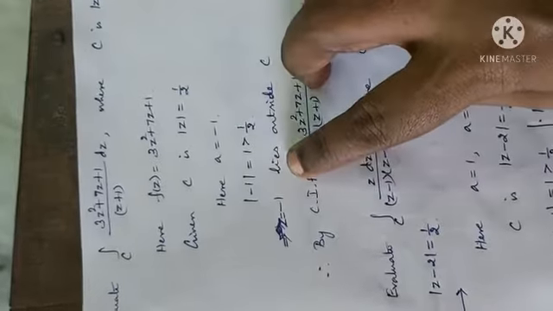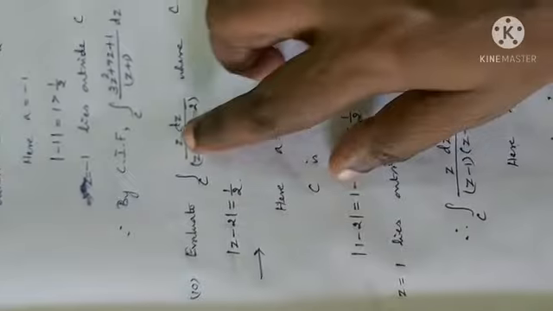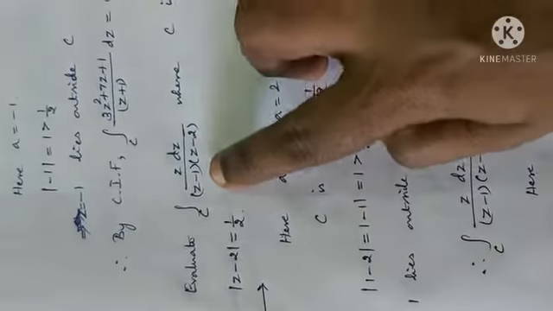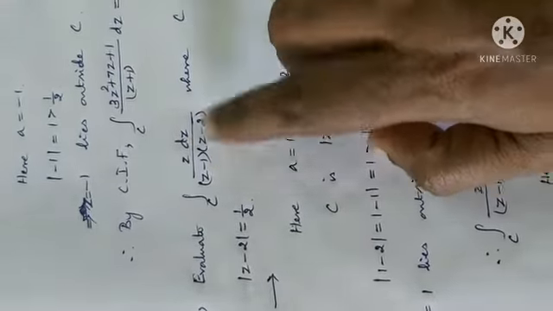Hence, z equal to minus 1 lies outside the curve. Value of integral is 0. If you see the 10th problem, integral over c, this is the first problem with product of terms in the denominator.